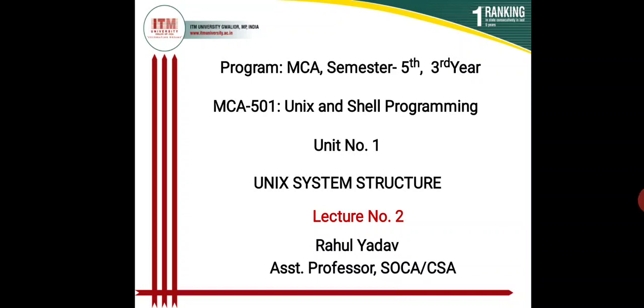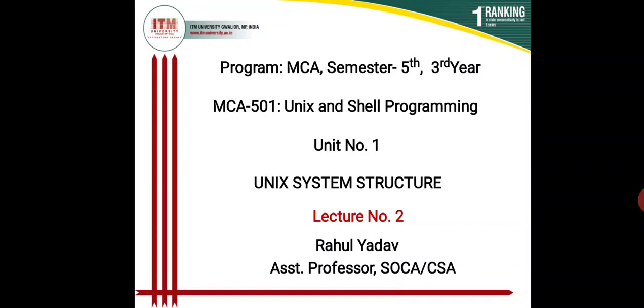So as we discussed in the last session about the features of the Unix operating system, now today we will discuss the structure of the Unix operating system. Basically the Unix operating system has been divided into layers, and these layers are independent of each other, and each layer has different functionalities.